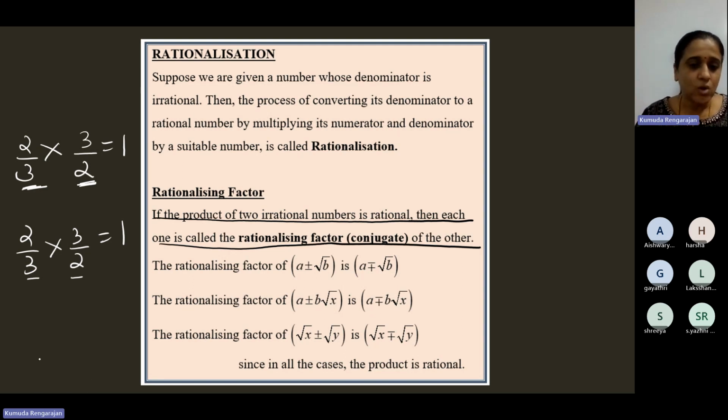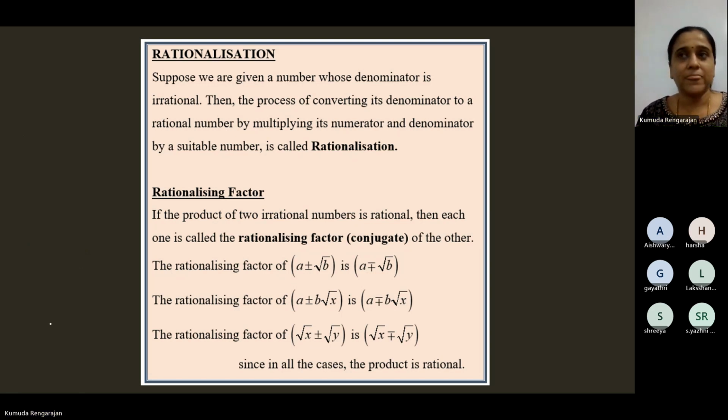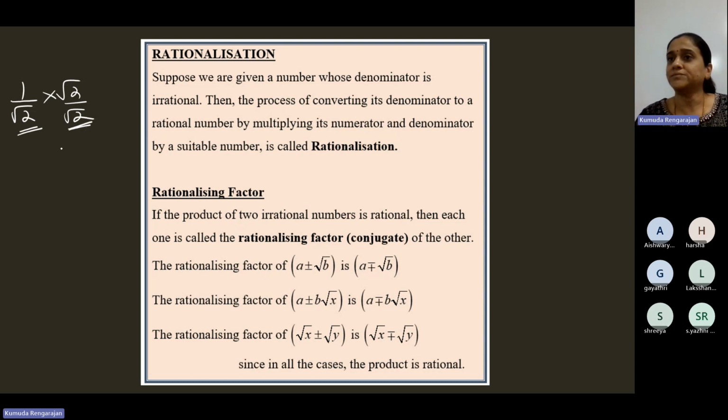In the same way, when the product of two irrational numbers is rational, then each number is called the rationalizing factor or the conjugate of the other. For example, for root 2, its rationalizing factor is root 2. The rationalizing factor of root 2 is root 2.